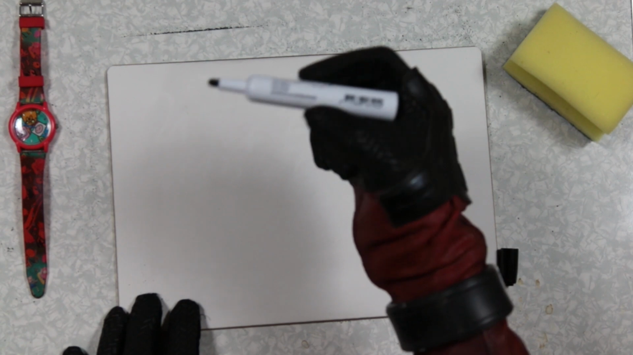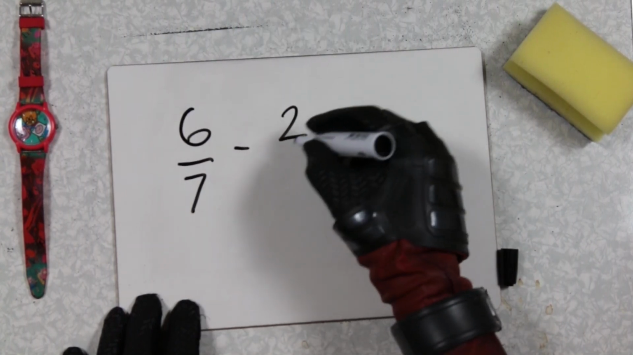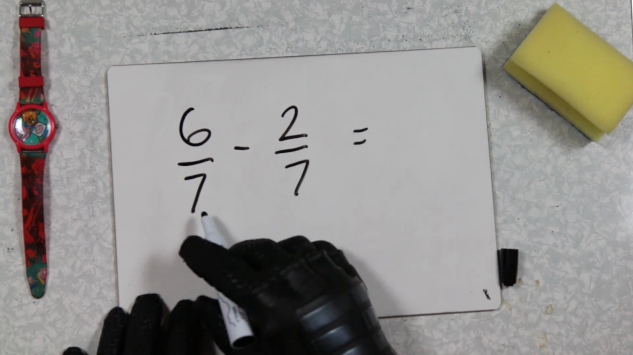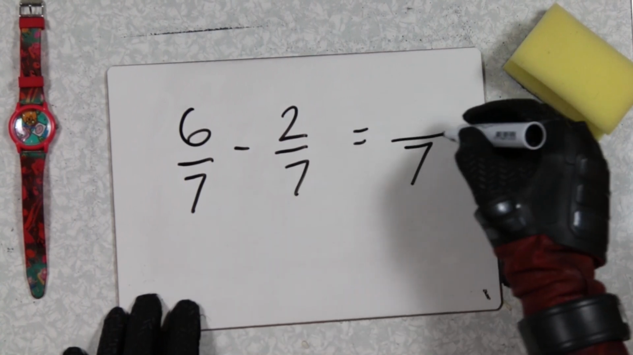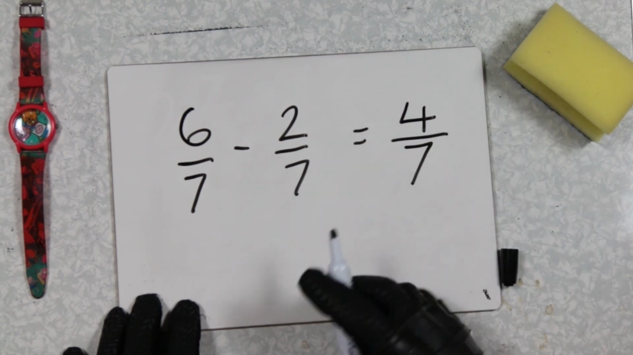If we subtract, it's the same. Say we have 6/7 minus 2/7. Because the denominators are the same, the answer will be over 7. 6 take away 2 is 4.